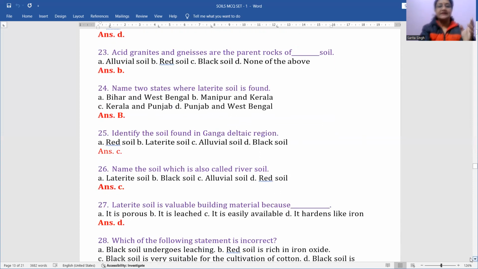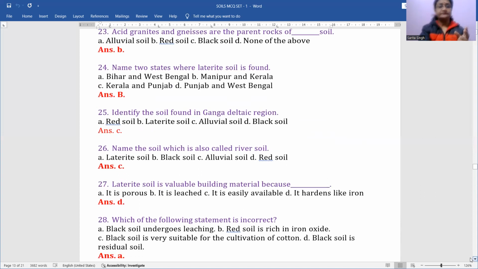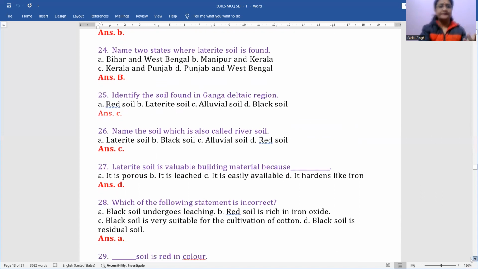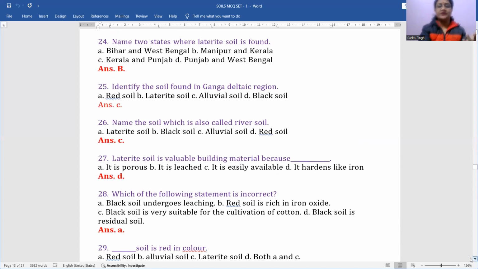Okay. Next, acid granites and gneisses are the parent rocks of red soil. Because these are metamorphic. Now, name two states where laterite soil is found. Bihar, West Bengal, Manipur, Kerala, Punjab. The correct answer will be Manipur and Kerala.